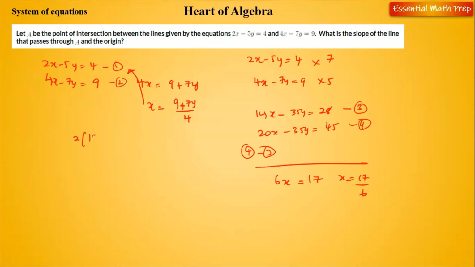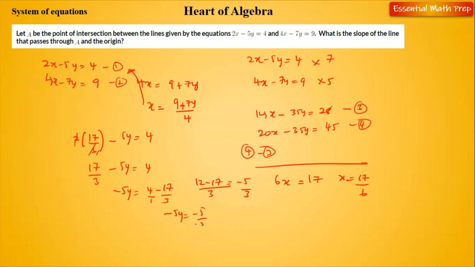So 2 times 17 over 6 minus 5y equals 4. So that means 17 over 3 minus 5y equals 4. So negative 5y equals 4 minus 17 over 3. If you take 3 as a common denominator, that will be 12 minus 17, which is negative 5 over 3. Negative 5y equals negative 5 over 3. So y equals 1 over 3, right?